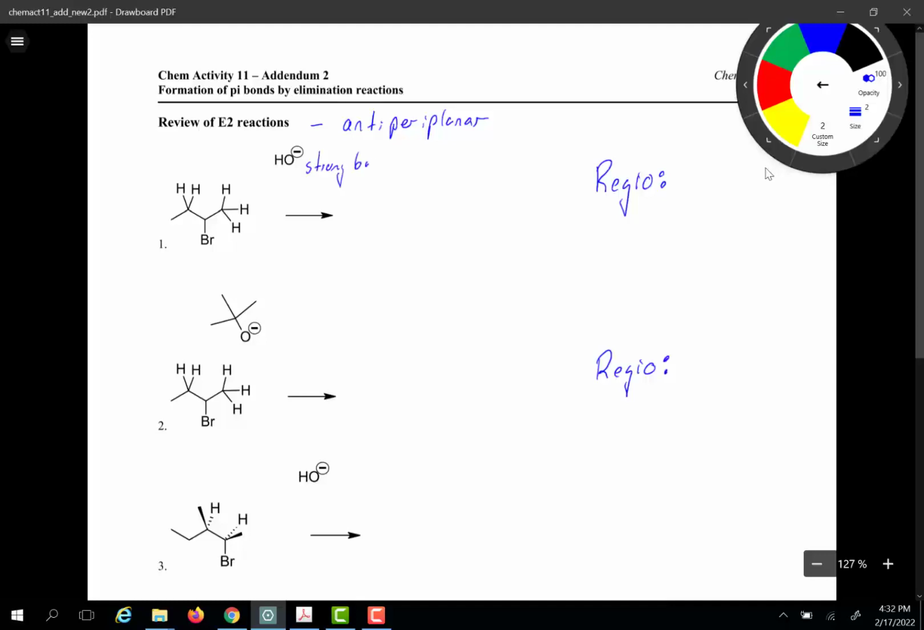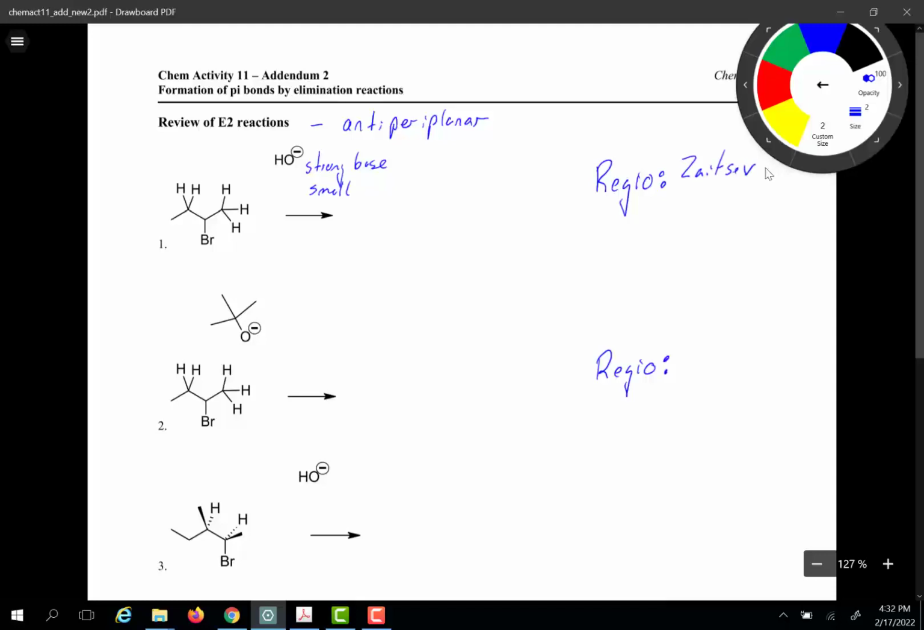I also acknowledge that it is a strong nucleophile, but we're only focusing on E2 reactions here. Recall that the requirement for an E2 reaction is that the leaving group must be antiperiplanar to the beta hydrogen. Recall also that E2 reactions will generally go with a small, strong base, Zaitsev. So the regiochemistry here will be Zaitsev.